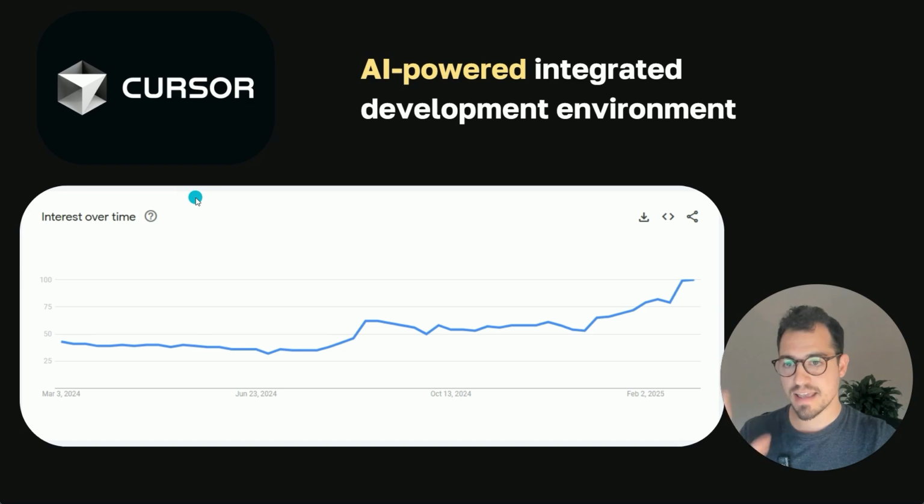So Cursor is an AI-powered integrated development environment. It means that it can develop your own application. It can write your own code without you writing a single line of code. And if you look at this Google trend, you will see that the ability to write with code really exploded in the middle of last year. So in the past 6 months, we can see a tremendous amount of growth of interest in those IDE systems.